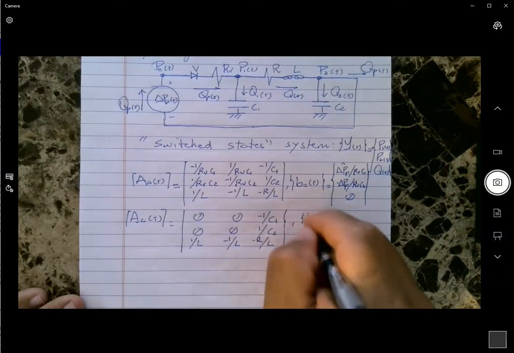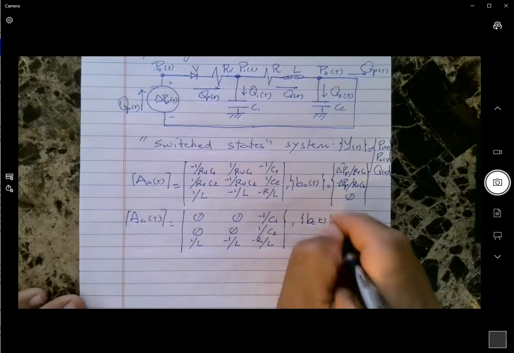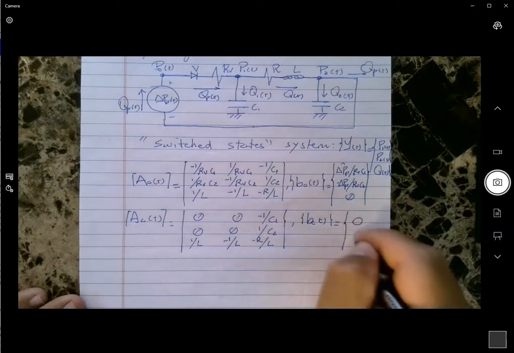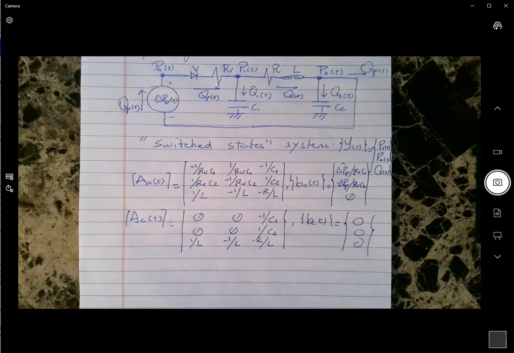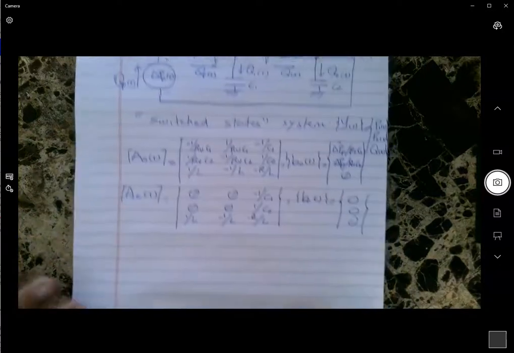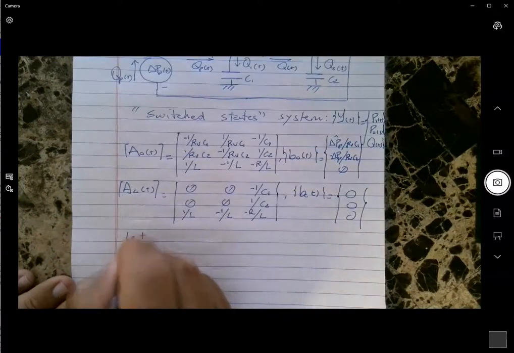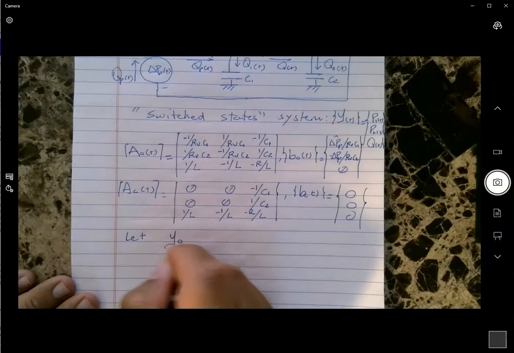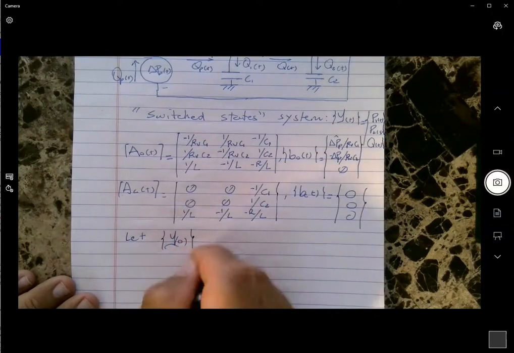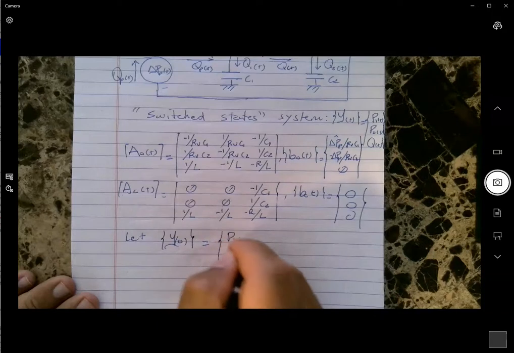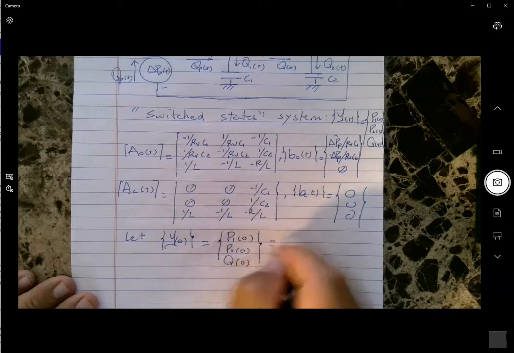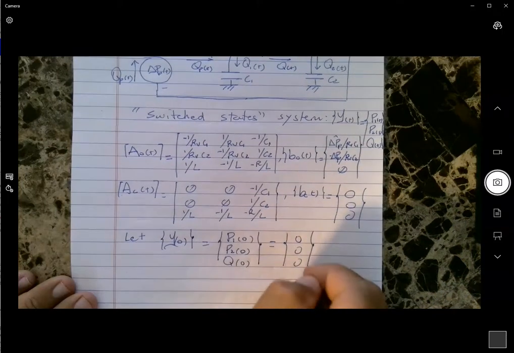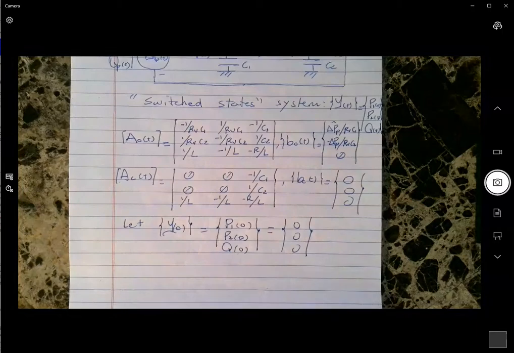And the right-hand side vector, when the valve is closed, is actually null, because nothing actually sees the pump. All right, so again, we're going to let the initial condition be equal to P1 at 0, P2 at 0, and Q at 0 be equal to 0, 0, 0. So we're going to let all the solutions start from 0, P1, P2, and Q.